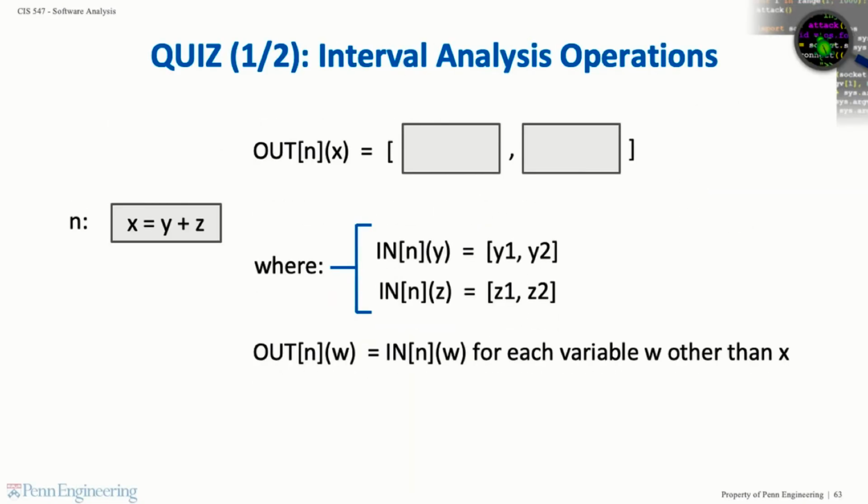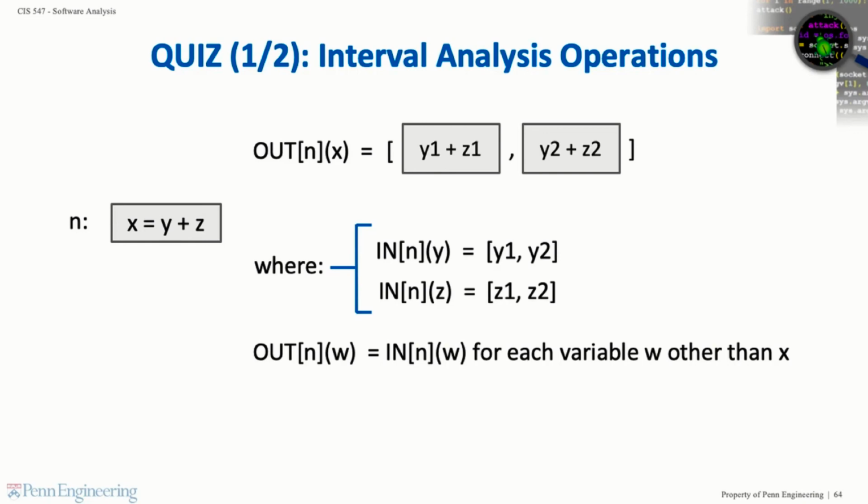To check your understanding of how interval analysis operates, let us do a quiz in two parts for two more arithmetic operations. Suppose the statement at node n adds y and z and stores the result in x. You are given the lower and upper bounds of variables y and z at the entry of node n. They are y1 and y2 respectively for variable y, and z1 and z2 respectively for variable z. Write the lower and upper bounds of variable x at the exit of node n.